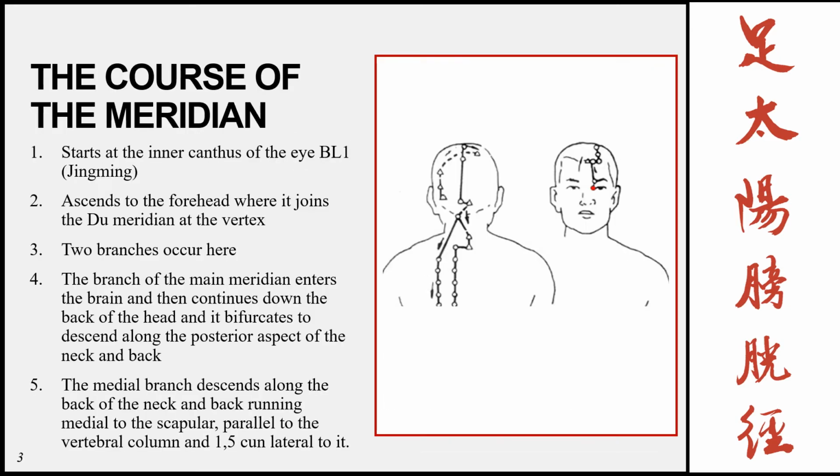Now let's look at the actual course of the meridian. So this meridian starts at the inner canthus of the eye at bladder 1, which is this region here on the image. And then it ascends to the forehead, where it joins the du meridian at the vertex. Two branches occur here. The main branch enters the brain and then continues descending down the back of the head to the neck.